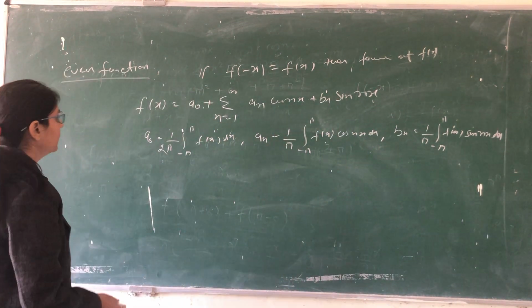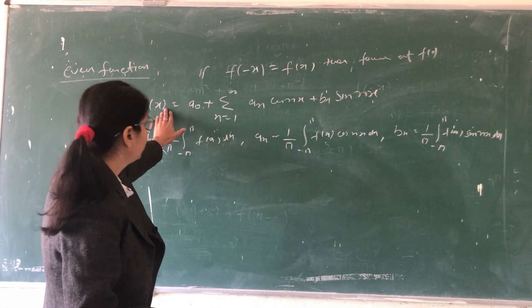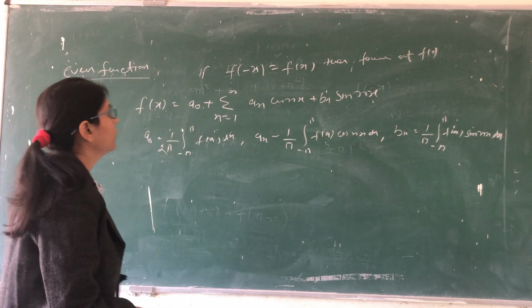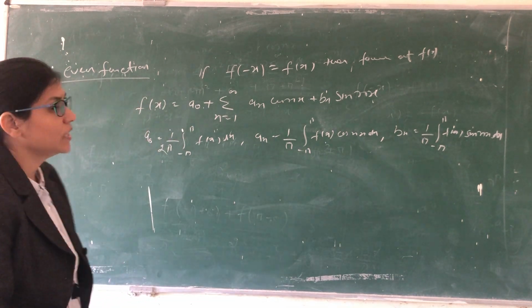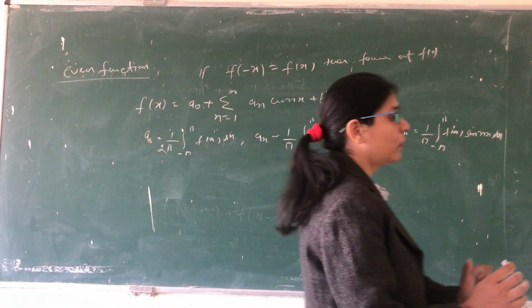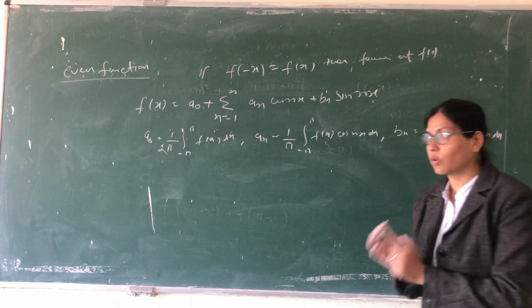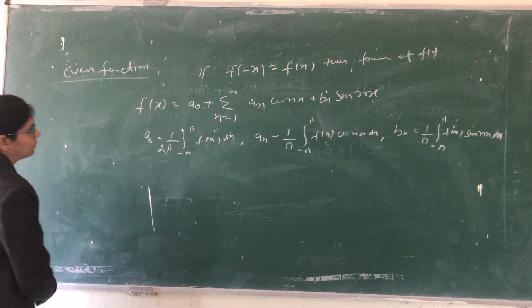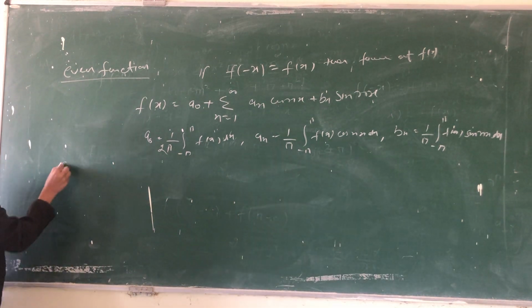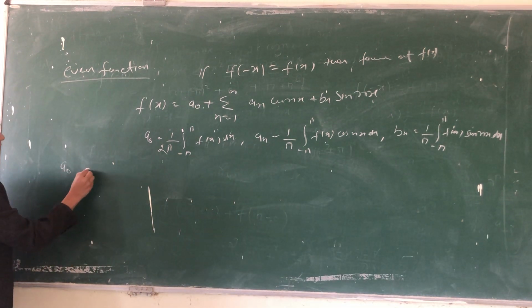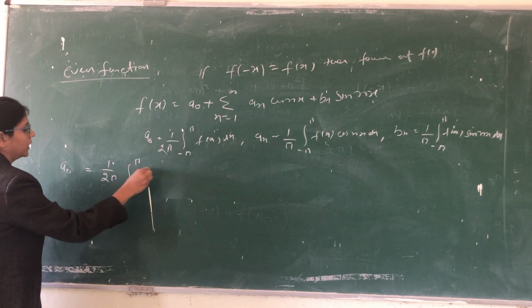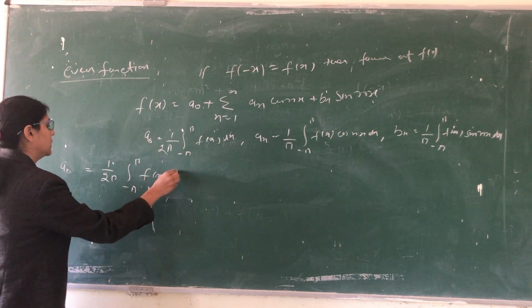ये हमारे पास है कि कोई फंक्शन f(x) की फूरियर सीरीज इस फॉर्म में दी जाती है. नाउ वी नो दैट द फंक्शन f(x) इज द इवन फंक्शन. Then using the property of even function, now what is your a0? Here a0 is 1 upon 2 pi minus pi to pi f of x dx.